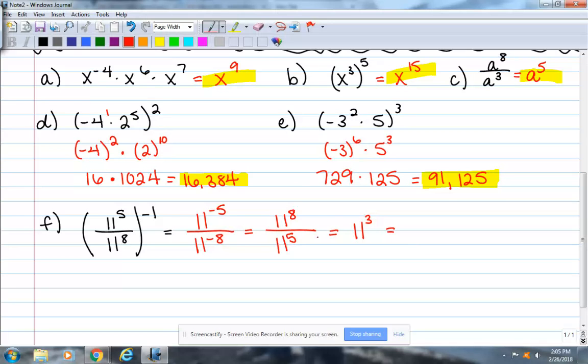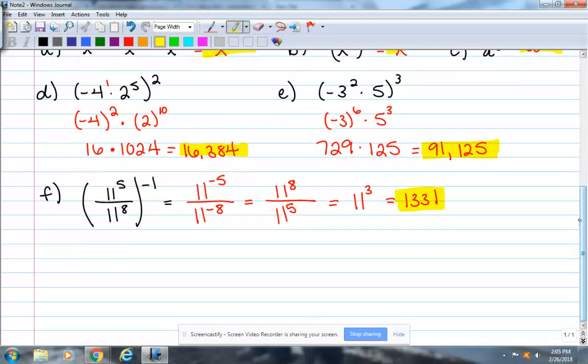Top divided by bottom, so top minus bottom. So 11 to the 3rd power. Well, 11 squared is 121 times 11 more is how much? 1,331. Any questions on that one? Anytime you have a negative exponent, you move that one to the other part. We're going to do some more of those.